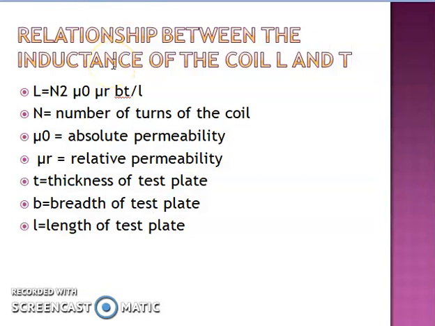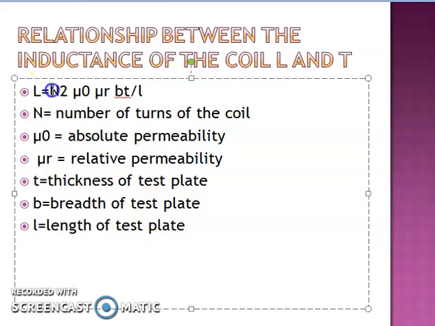Now, the relationship between the inductance of the coil L and the thickness T. We already know that self-inductance L is equal to N squared into mu 0 mu r B T divided by L. Here N is the number of turns of the coil, mu 0 is the absolute permeability and mu r is the relative permeability. T is the thickness of the test plate, B is the breadth of the test plate and L is the length of the test plate.